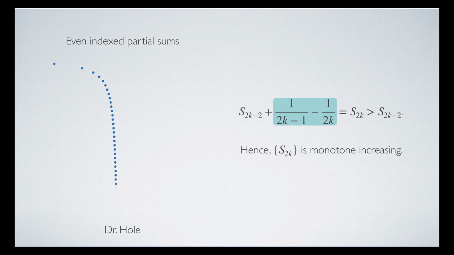But the 2k minus first reciprocal will be added as a positive, and 2k's reciprocal added as a negative. Since the reciprocal of a small number is larger than the reciprocal of a large number, this term is positive. So what we began with, we're adding in a positive quantity, resulting in the next term in the sequence, so it's larger than the previous term. Thus, we have an increasing sequence. Good. MCT also requires boundedness. Because it's increasing, we're interested in being bounded above.